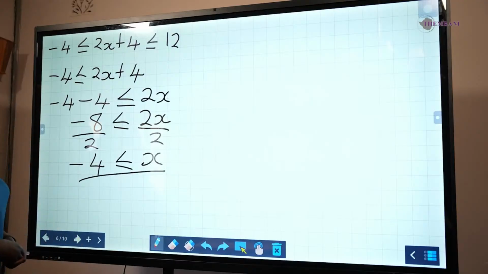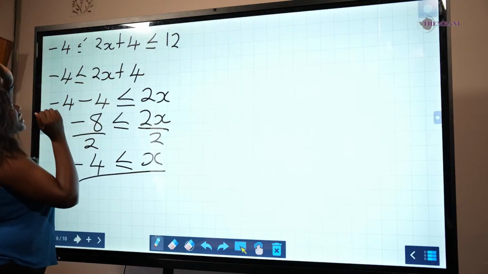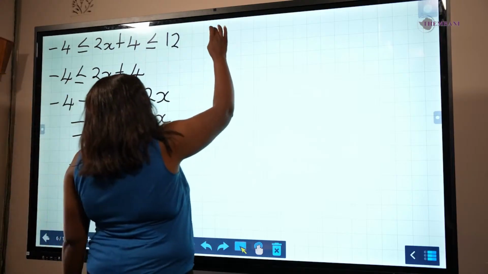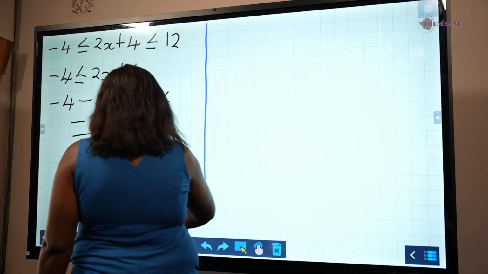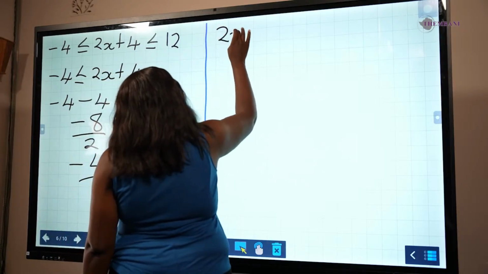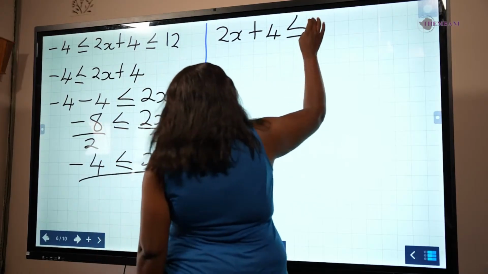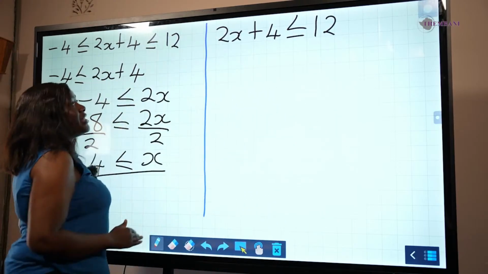So when I'm focusing on the other side, I'm closing off from where the inequality sign is. The inequality sign is here. So it means I'm starting from 2x, moving in that direction. I have my 2x plus 4 less than or equal to 12. I'm starting from where the inequality sign is, moving in that direction.